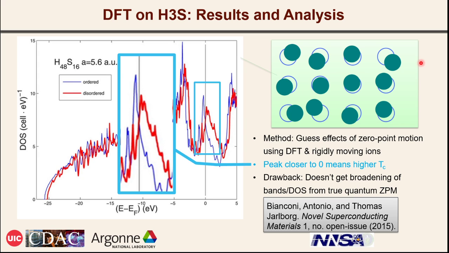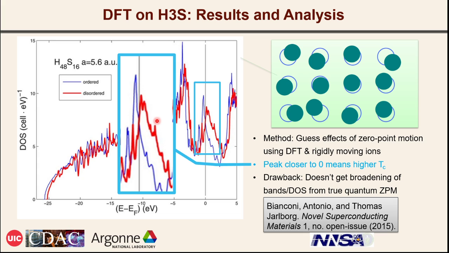Density functional theory has been used to analyze the possible effects of zero-point motion in H3S. You can take an H3S crystal structure, randomly displace the atoms, and ask what the effect is on the density of states, for example. Zooming in near zero here, we see that the disordered phase actually has a peak that is closer to the Fermi level. That typically means that the superconducting temperature of this system is increased.